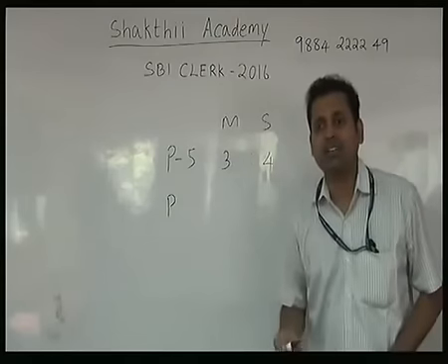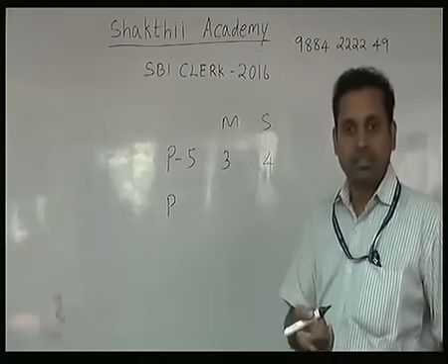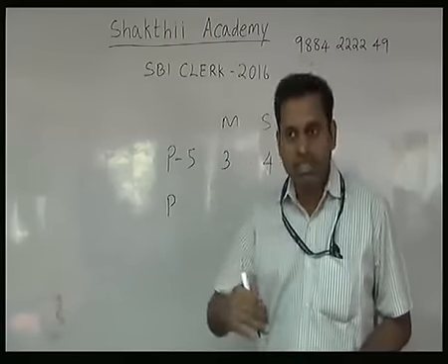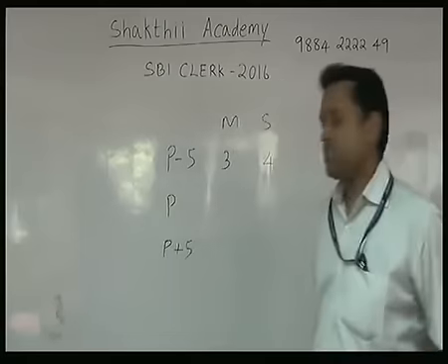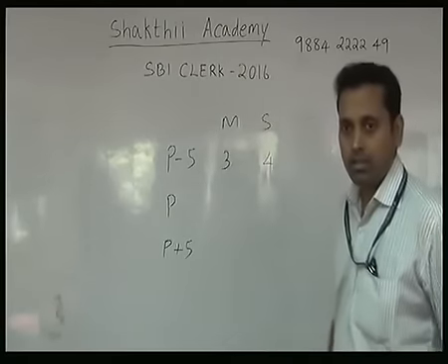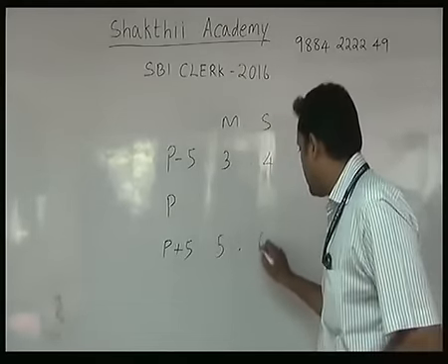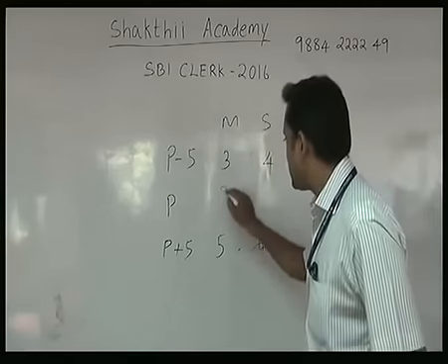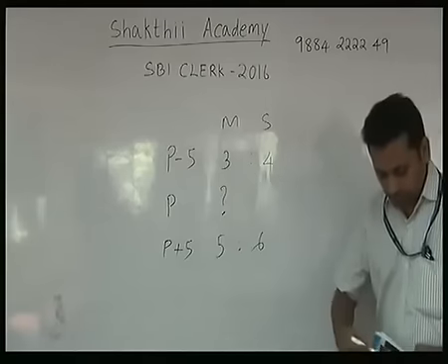And after that, what is the next thing given? 5 years. After 5 years, again from the present, you need to understand it as present plus 5 years. What is the ratio given? 5:6. But the question asks for a percentage, correct? Whose percentage? Meena's percentage is what I need to find out.